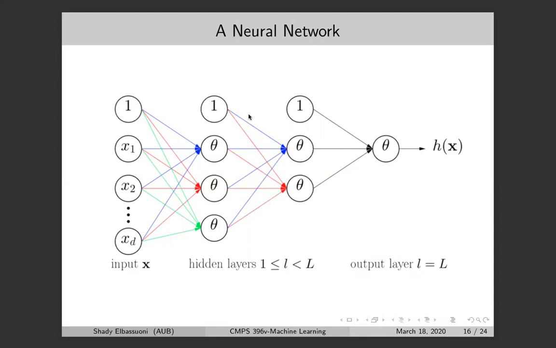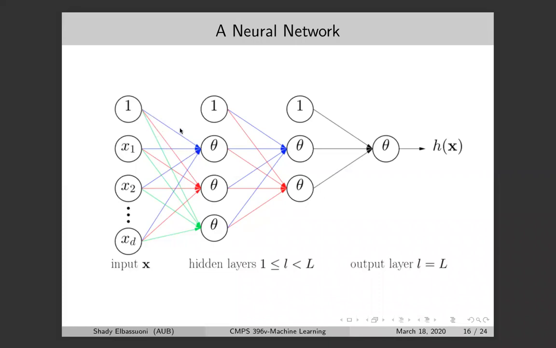So we have here two hidden layers, which consist of a set of neurons. These circles with thetas inside are called neurons, and they act as if they are perceptrons. The first hidden layer has 3 neurons, the second hidden layer has 2 neurons, and the output layer has just 1 neuron. The blue lines represent weights. Every edge in this network has a weight.